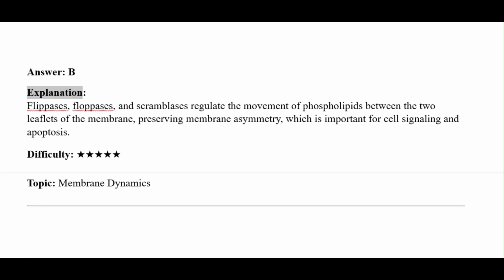Explanation: flippase, floppase, and scramblase regulate the movement of phospholipids between the two leaflets of the membrane, preserving membrane asymmetry, which is important for cell signaling and apoptosis. Difficulty. Topic: membrane dynamics.